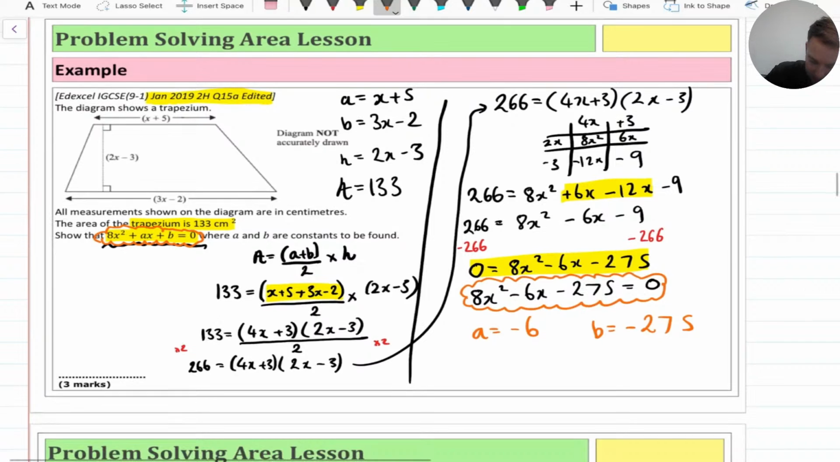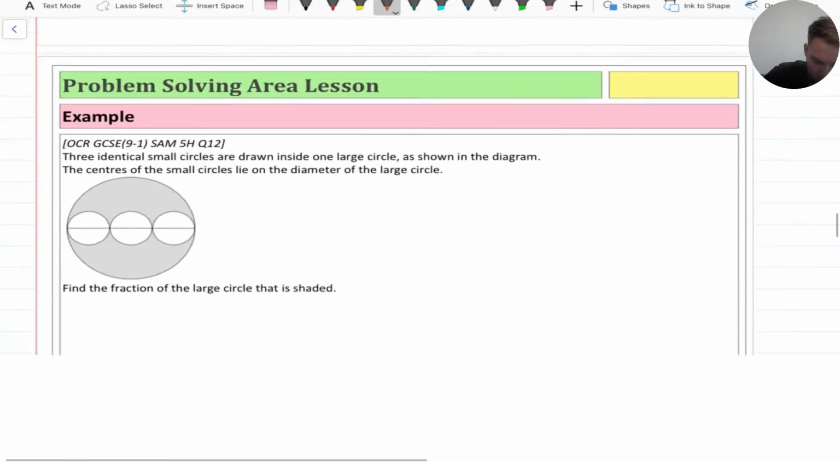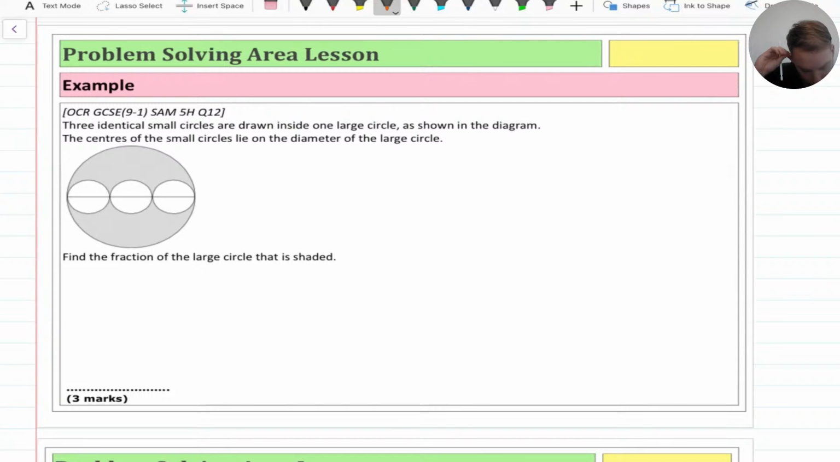So let's have a look at the next question then. We're just going to do one more, then we're going to have a go at some questions. So this is our next one. This here says 3 identical small circles are drawn inside one large circle, as shown in the diagram. And the centre of the circles lie on the diameter of the larger circle. What fraction of the larger circle is shaded?